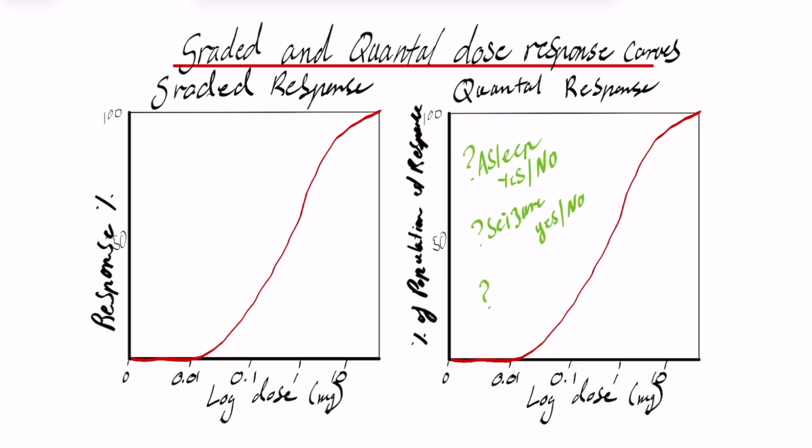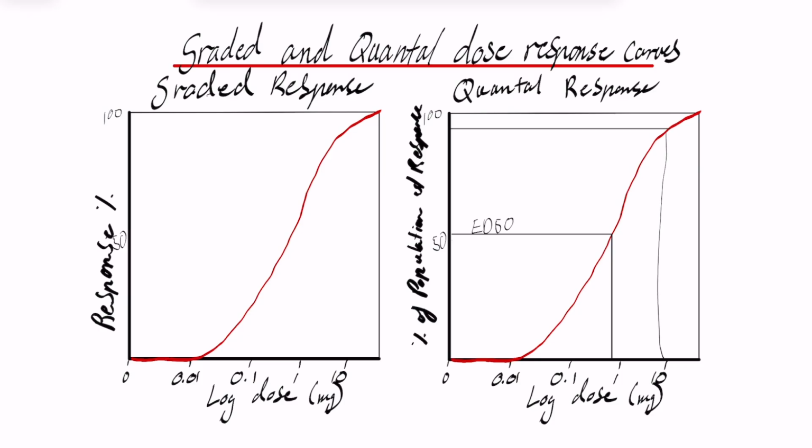And for neuromuscular blockade, the question we ask is, is there a 95% twitch suppression or not in the first twitch compared to their baseline? The important details that we can get from Quantal data is you can get an ED50 as well, which is the dose at which 50% of the population shows that binary effect. You can get an ED95, which is the dose for 95% of the population that shows that effect.